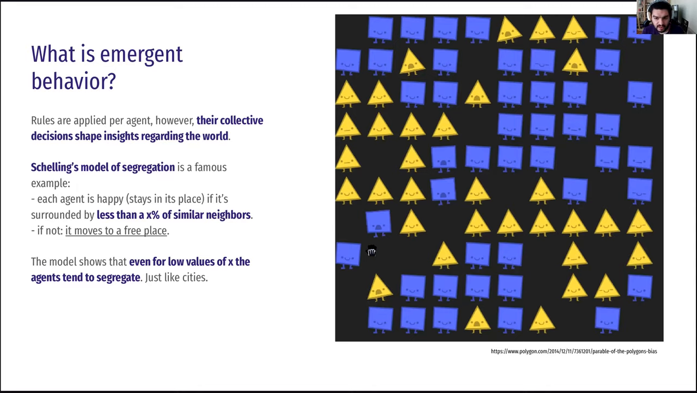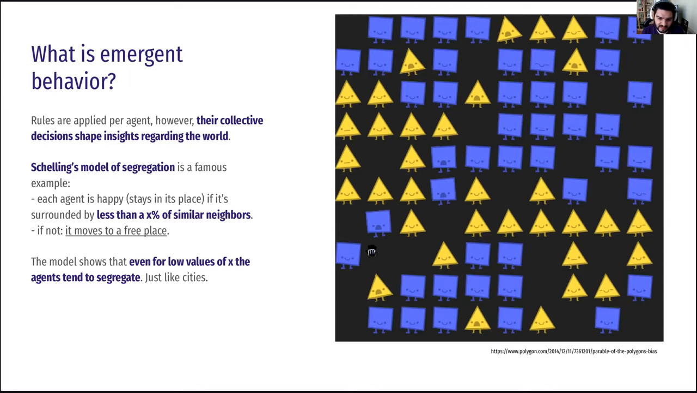So here, you can say, I'd be happy if 15% of the people are different. It's a very small percentage. Or you can say, I'll be happy if I have 90% of different people surrounding me. Actually, I love the diversity, so I want to be surrounded by lots of different people. So if this rule is broken, the agent moves to an empty cell. And then the simulation makes many iterations until everyone has found a place to be happy. This very simple rule is called the Schelling model of segregation.